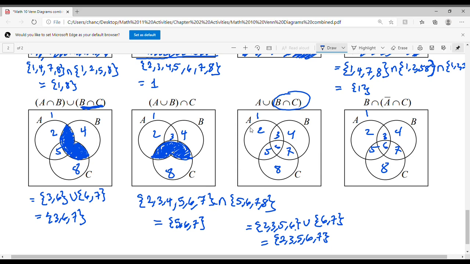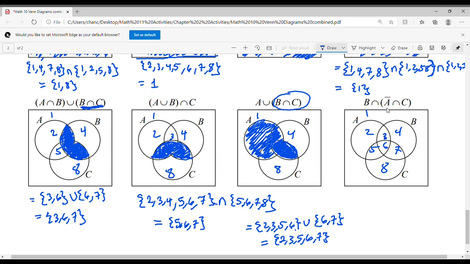So we're going to shade 2, shade 3, 5, 6, and a little bit of 7 here. So all of A and a little bit of this overlap.